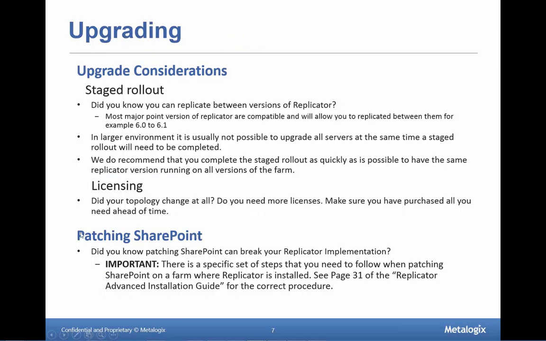One thing that is probably not well known is that when you patch SharePoint, you can actually break your Replicator implementation. The reason is we're certified to run against specific versions of SharePoint. If you install a patch that came out the day before and still have Replicator enabled, we may not work with that. So basically what happens is Replicator will turn itself off so that we don't harm anything.